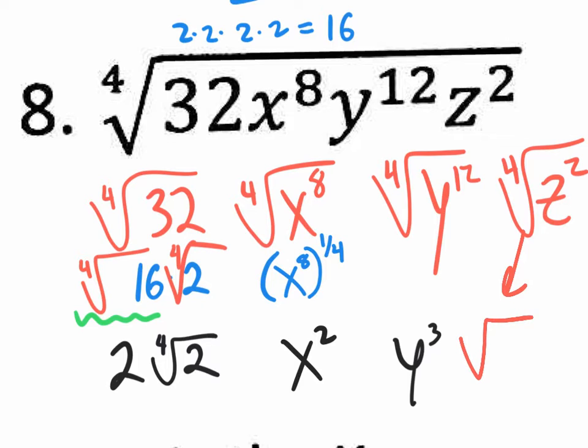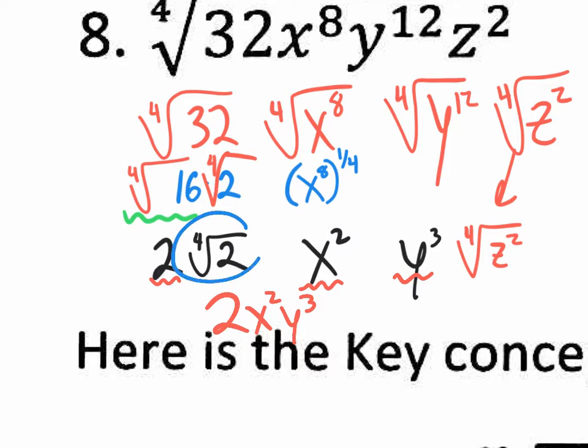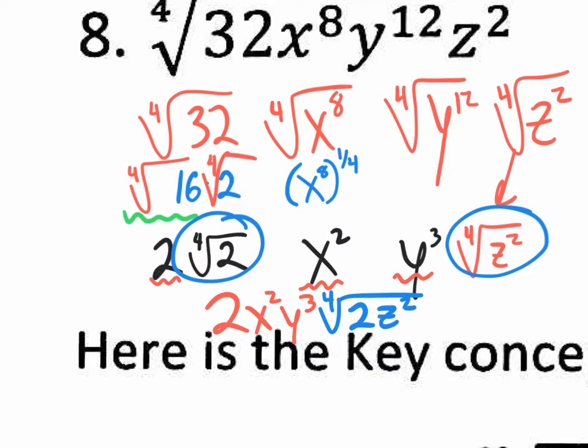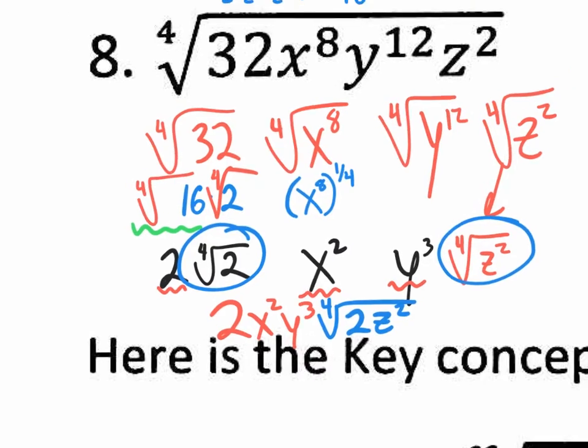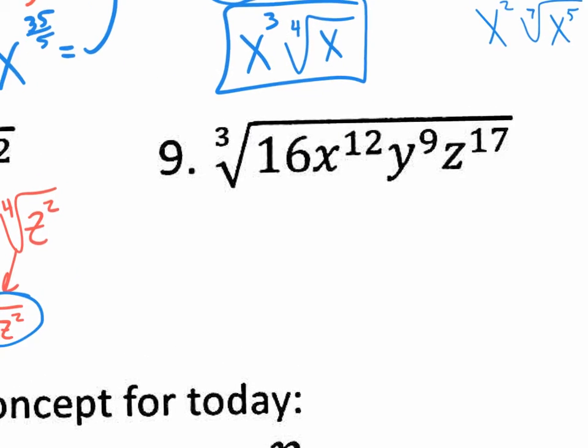So we have the fourth root of z to the 2nd. Okay, so now we have our answer. Let's take the nice terms that don't have radicals, put them out in the front. So I have the 2, the x to the 2nd, and the y to the 3rd. 2, x to the 2nd, y to the 3rd. And then we have our fourth root of 2 and our fourth root of z squared. So we're going to put both of those fourth roots together underneath one radical, a 2 and a z squared. All right, so I think we're good. Oh no, we still need one more.